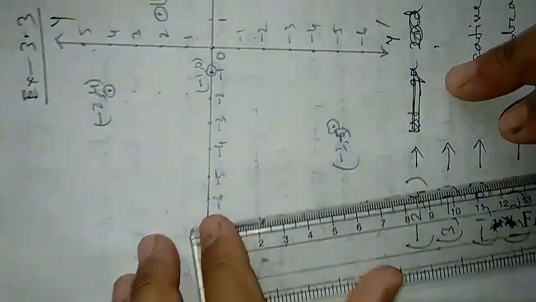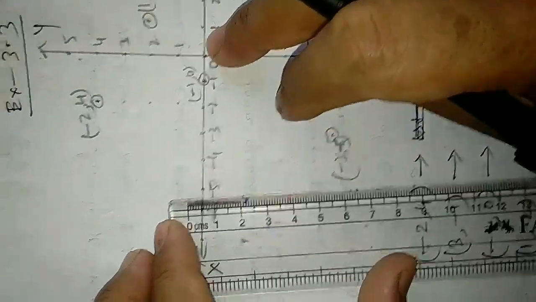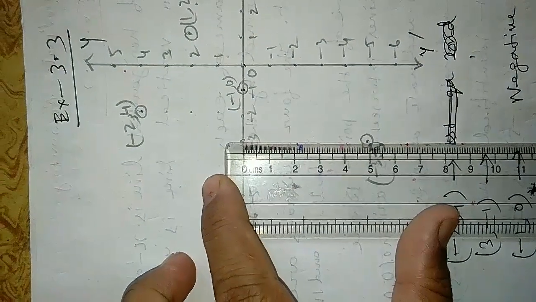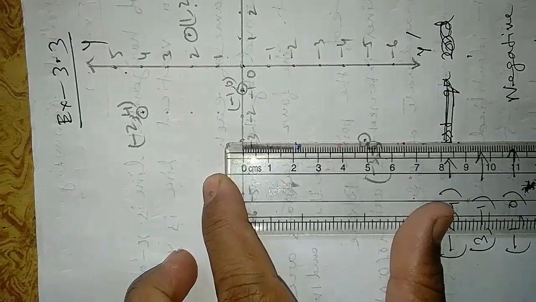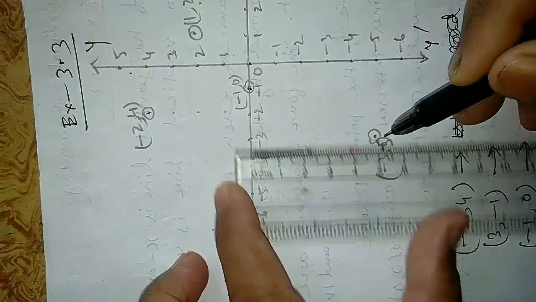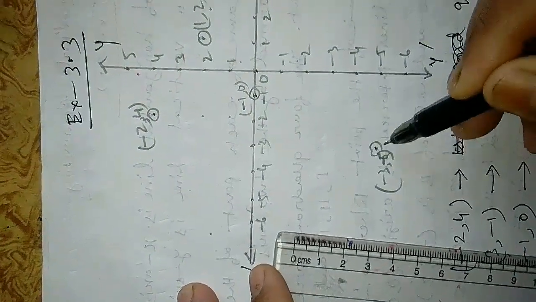The next and last point is (-3, -5). It is in the third quadrant. So for -3, from the origin you come to the left side. Then perpendicularly you come down. How many points do you come down? -5, that means 5. 1, 2, 3, 4, 5. So this is your (-3, -5).